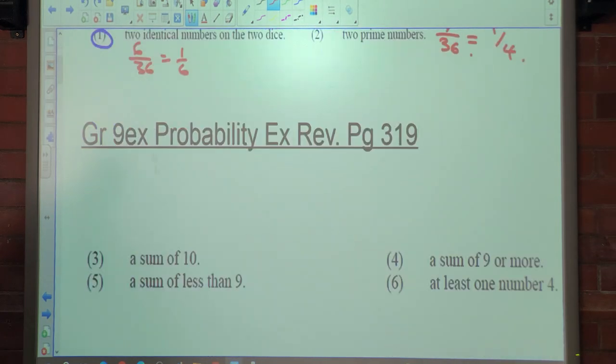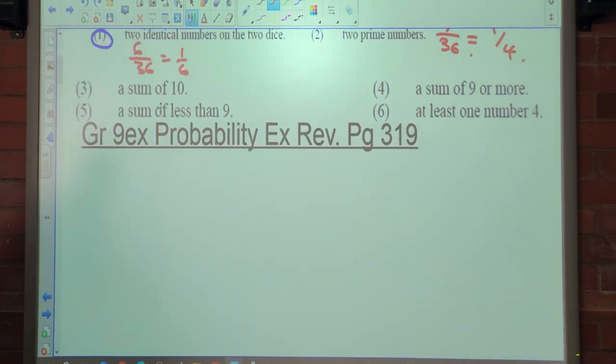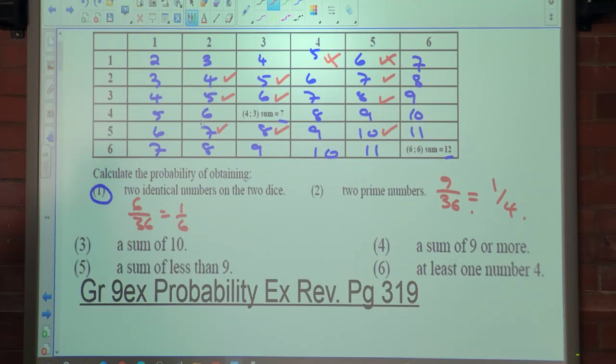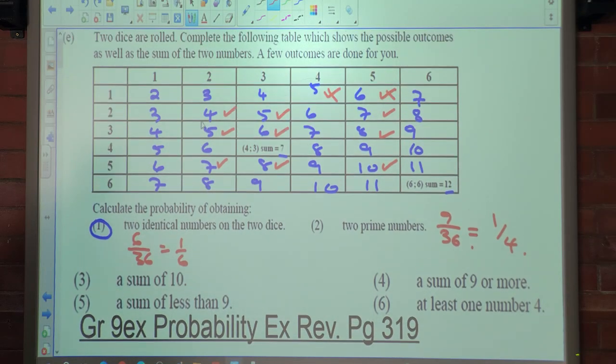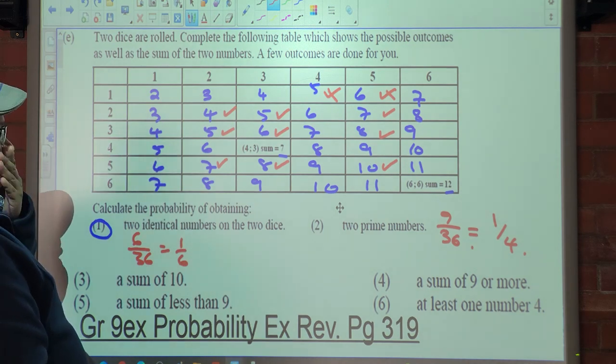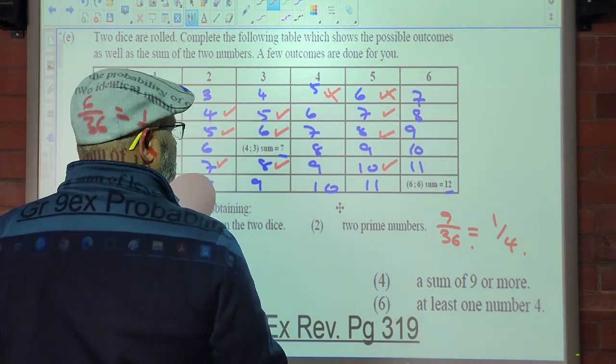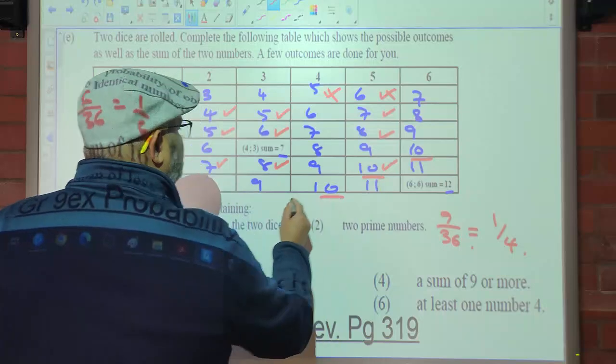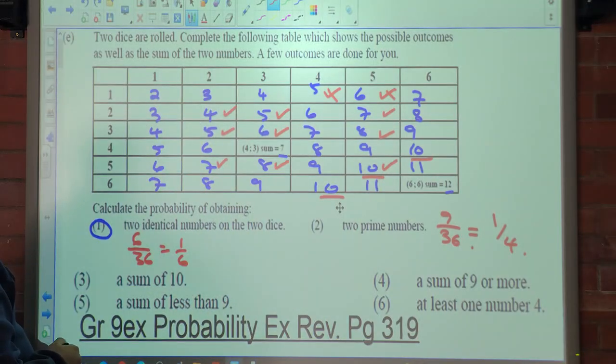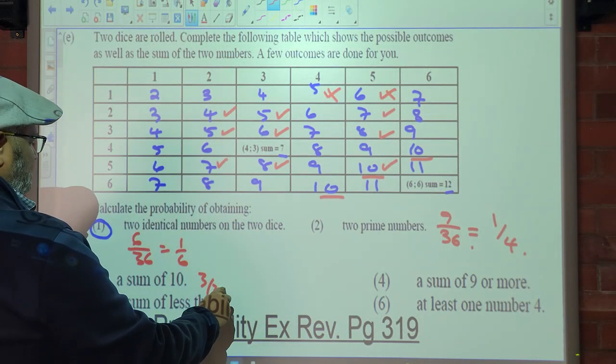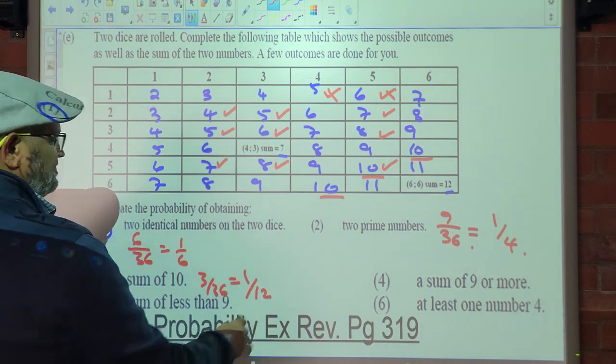Let's go with the next one, number 3. The sum of 10. How many 10s are here? 3. Is that correct? So it will be 3 out of 36, which is 1 out of 12.